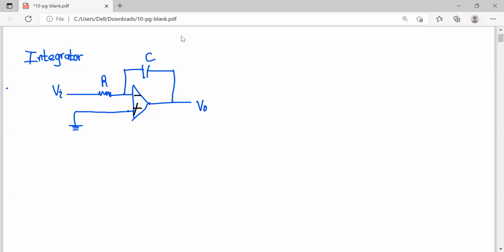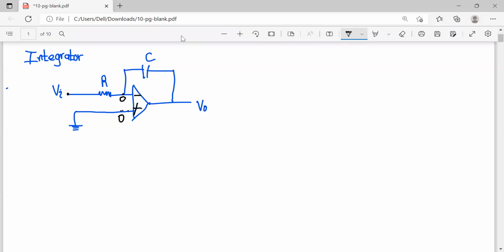Let's start with these steps. Actually, we are going to repeat the same steps we have done in several videos. Here we are provided Vi, and you can directly tell the voltage on this side is going to be 0. The reason is we have connected the positive terminal to the ground. Since there is negative feedback, the negative terminal is also going to have 0 voltage.